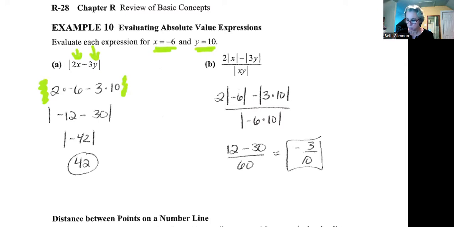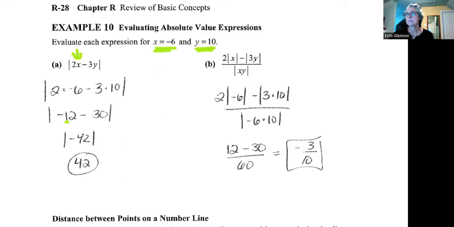No, no, no, no. What you're going to do is multiply this 2 times the -6, and you get -12. And then you're going to multiply this 3 times the 10 and you get your 30. And then from that point, that's when we pull those absolute values back in. I've got -12 minus 30, which is -42. Then I take the absolute value of -42. So be really careful with your order of operations.